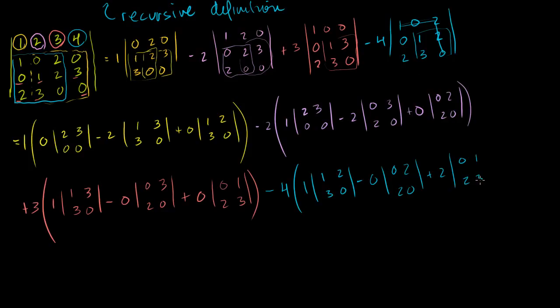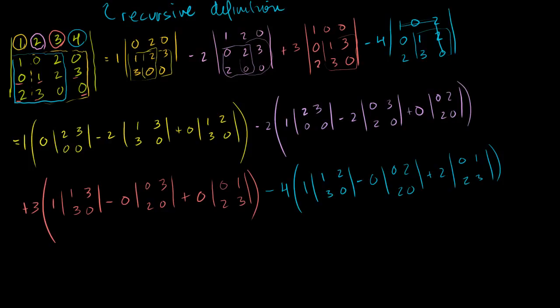Now we've defined our determinant of this matrix in terms of just a bunch of 2 by 2 matrices. So hopefully you saw in this example that the recursion worked out. So let's actually find what this number is equal to. A determinant is always just going to be a number.